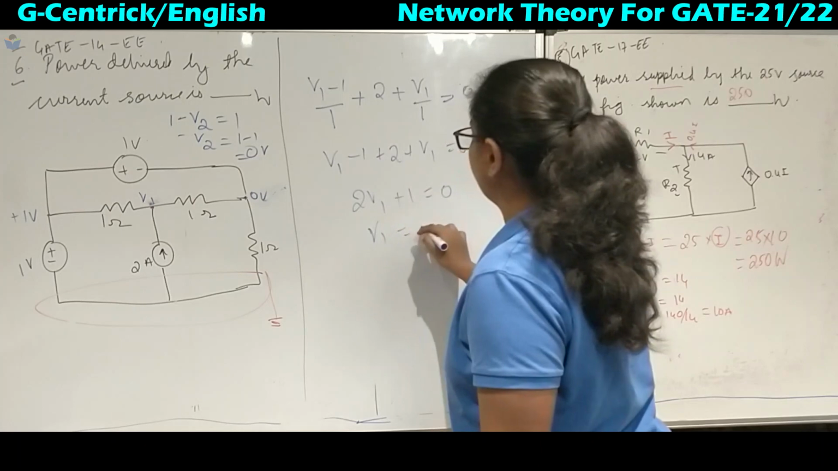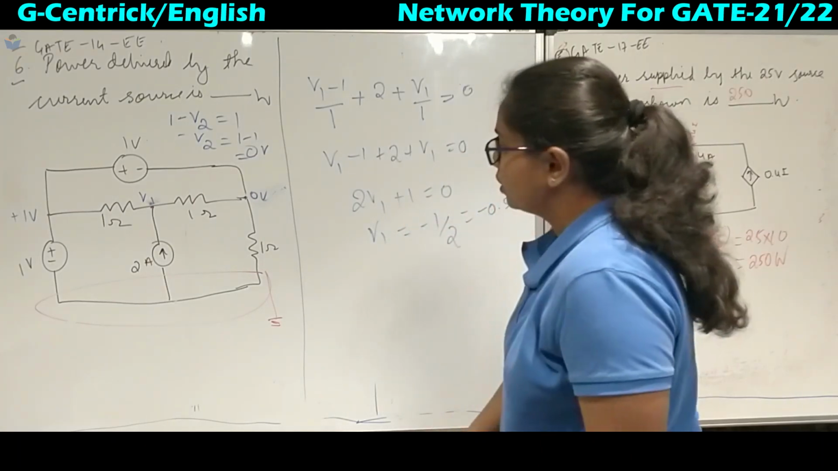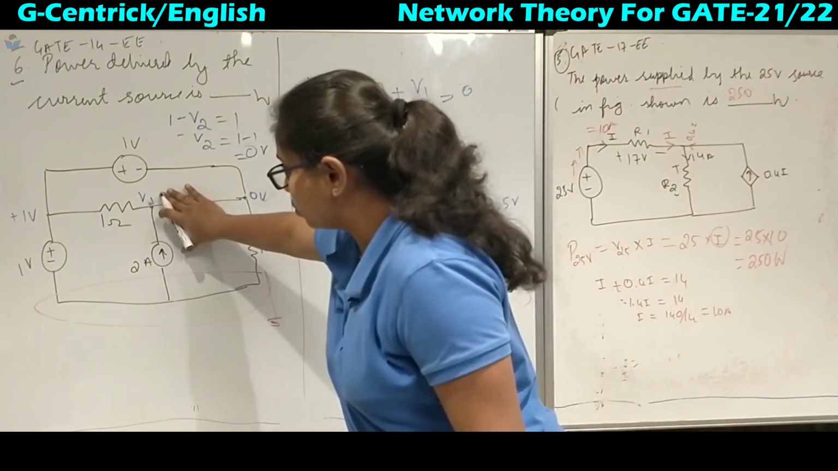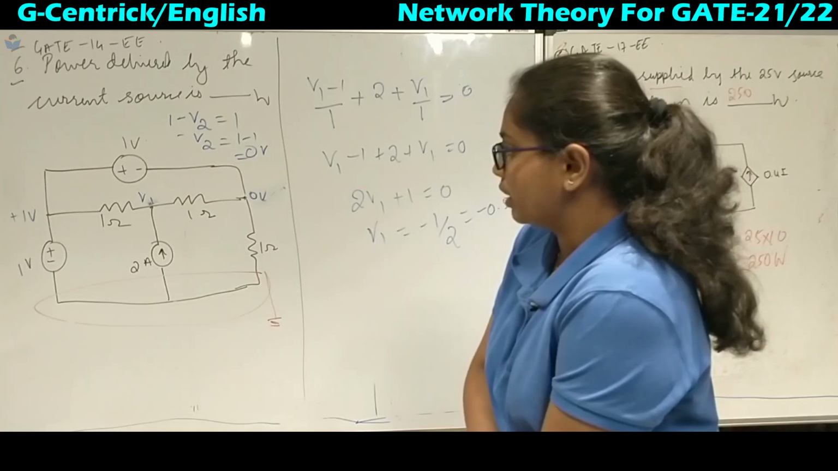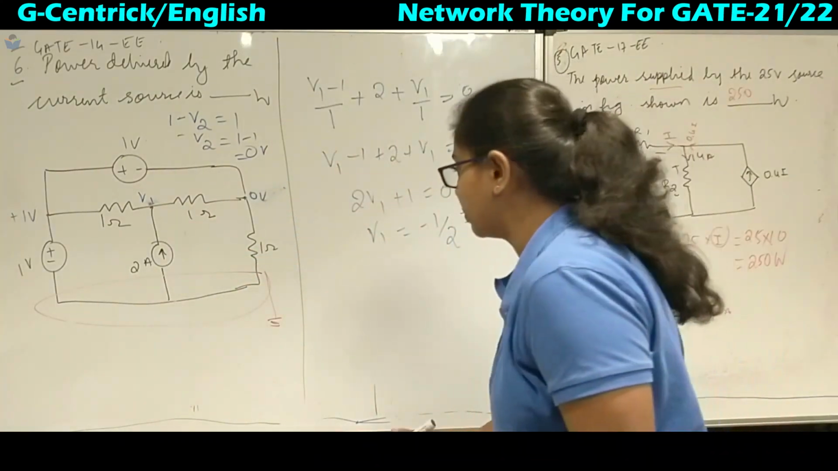Then V1 equal to minus 1 by 2 equal to minus 0.5 V. So now we know the voltage across this one. Okay, so this is the node voltage. Then what we have to find? We have to find the power delivered by this 2 ampere source.